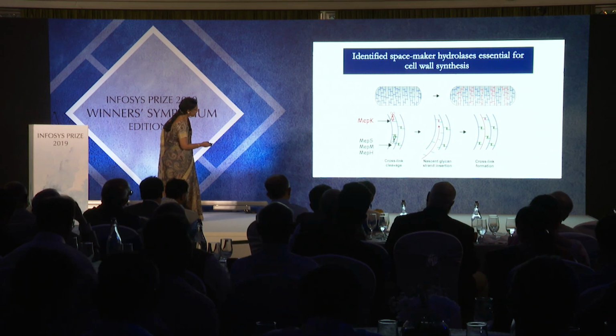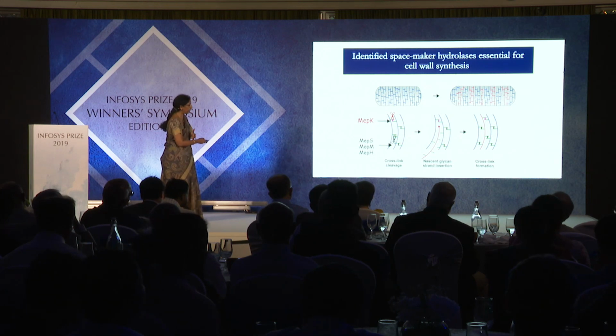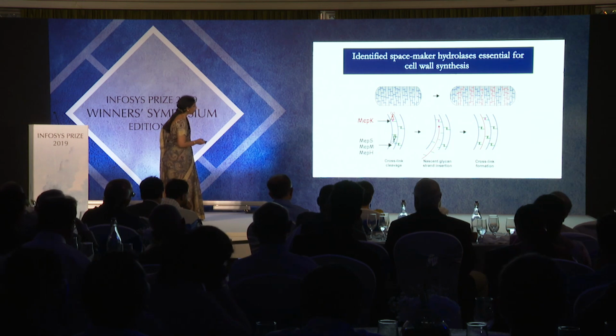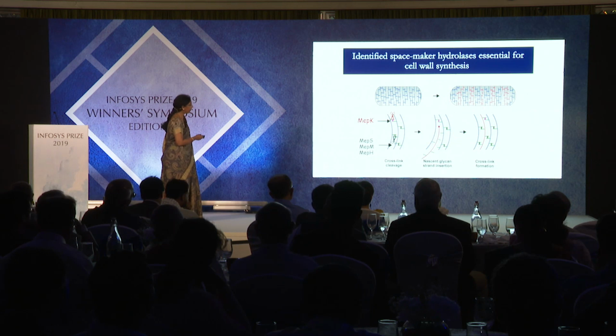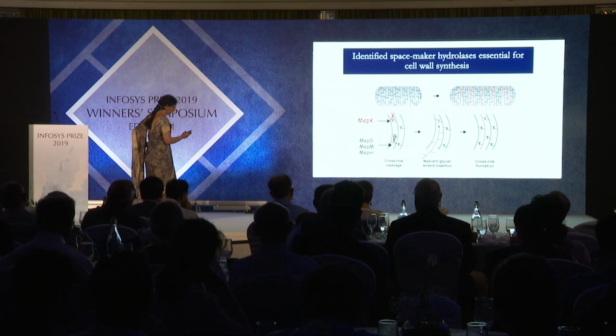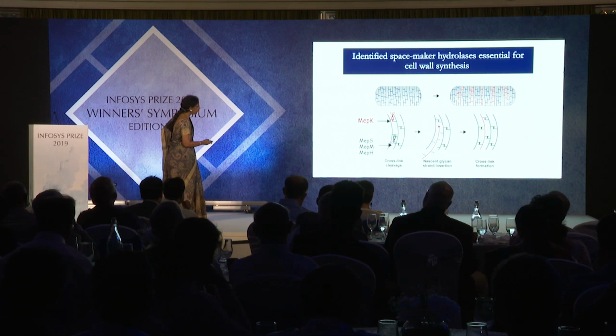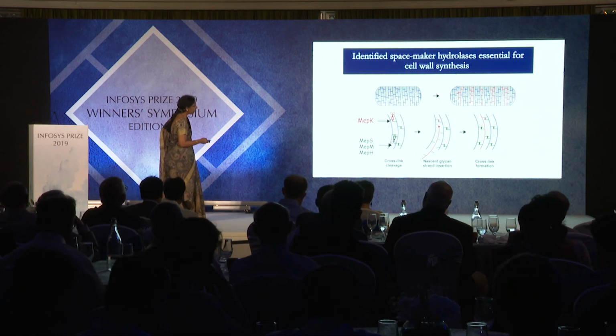for the new strand to come in. This red arrow is the new peptidoglycan strand, which is made in the cytoplasm, goes outside, and is incorporated into the cell wall. And that's how three glycan strands would become four glycan strands, right? Now, we looked at the biology of these enzymes, identified the genes, and then studied them. These are called spacemaker hydrolases because they literally make space in the peptidoglycan for the incorporation of new material.